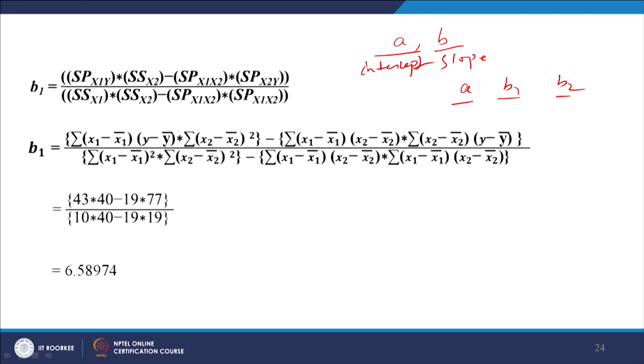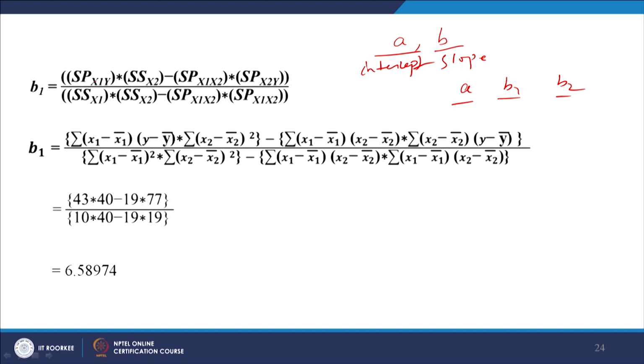So how is b1 calculated? It says the sum of product of x1 and y, times the sum of square of x2, minus the sum of product of x1 and x2 times the sum of product of x2 and y, divided by the overall sum of square of x1 times the sum of square of x2, minus the sum of product of x1 x2 times the sum of product of x1 x2. So when we do this, we will require these values.